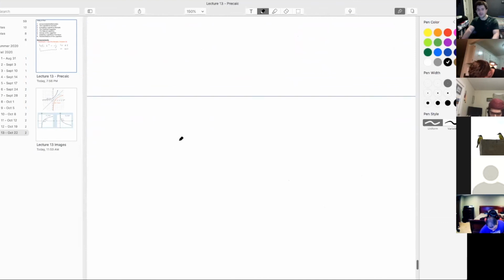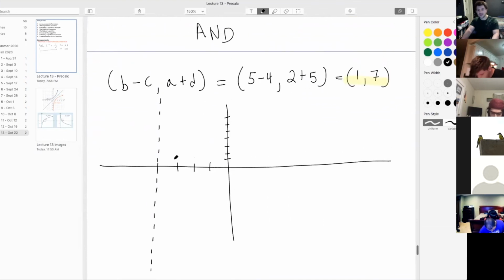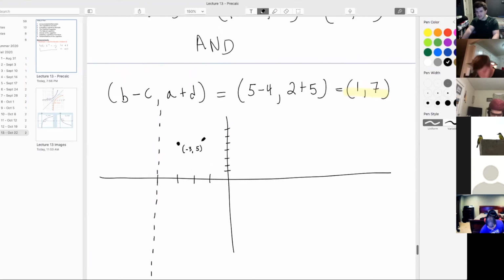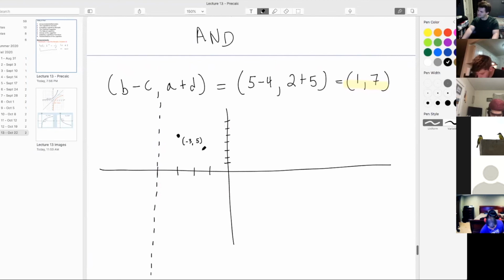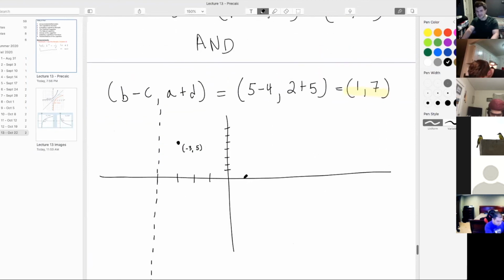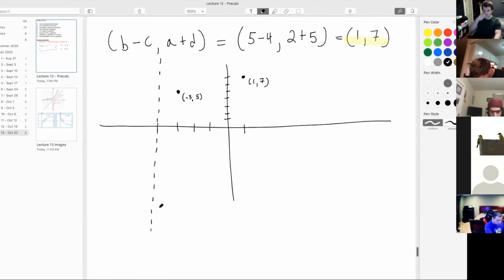First I'll do negative 3 comma 5. So negative 1, negative 2, negative 3. 1, 2, 3, 4, 5, something like that. So that's negative 3 comma 5. And then I'll do 1 comma 7. So that's over here, 1, 2, 3, 4, 5, so that's right over here. So that's 1 comma 7. Okay, so this graph is not going to look the best, but I think you guys get the idea of the procedure. Now, go down to your vertical asymptote and connect those 2 points. Something like that.